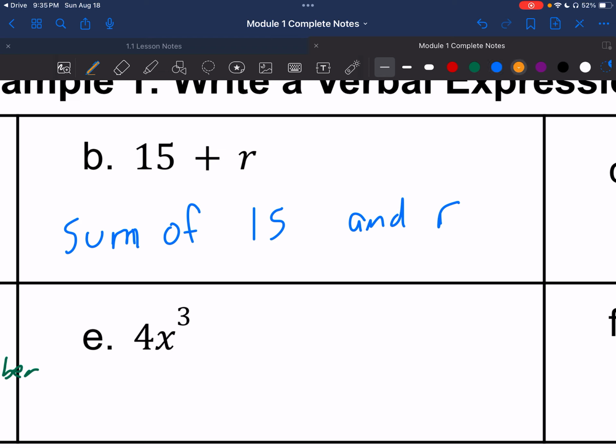Okay. Now, letter E, we've got an exponent involved here. And so there's a fancy word for an exponent of the third power, and it is cubed. So I'm going to say x cubed, and we are multiplying that, or times, 4. And I'll write it as a word this time, instead of just a number. So x cubed times 4. X to the third power times 4. That's exactly what we showed. Could you have said 4 times x cubed? Absolutely, you could have.